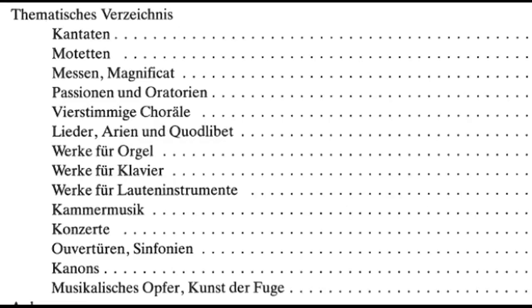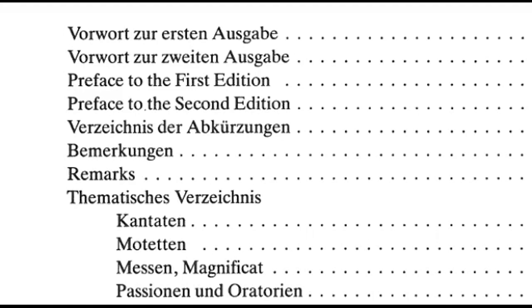The first edition of the BWV organizes Bach's works by classification according to genre, as can be seen in the table of contents. This organization is retained in the second edition. One fortunate difference in the second edition is that it contains English translations of some important sections. These are the preface to the first edition, the second preface to the second edition, and the remarks section, all of which contain important information on the book's organization and editorial processes.